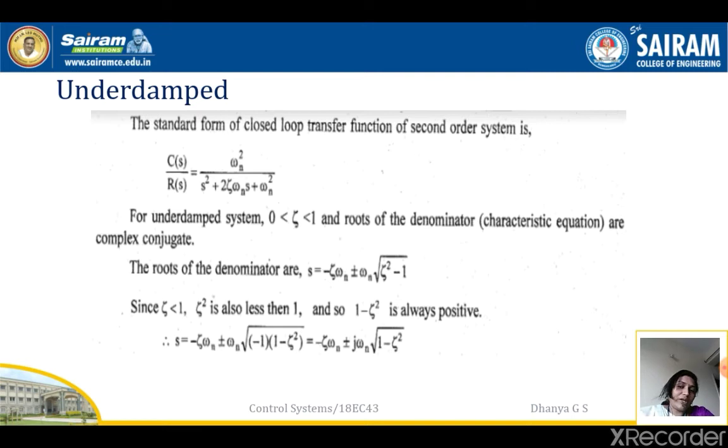So we have already identified the roots previously. The value of s is equal to minus zeta omega n plus or minus omega n into root of zeta square minus 1. Since zeta is less than 1, zeta square is also less than 1, so that 1 minus zeta square is always a positive value. So we can take the equation of s as minus zeta omega n plus or minus omega n into root of minus 1 into 1 minus zeta square. When you simplify this, you will get minus zeta omega n plus or minus j omega n into root of 1 minus zeta square.